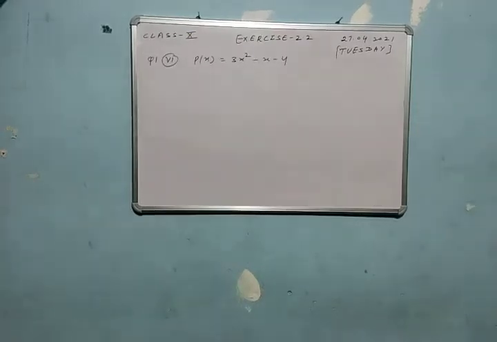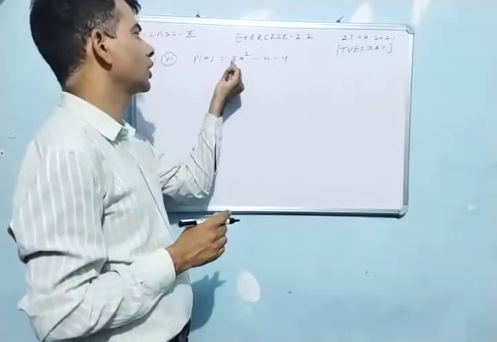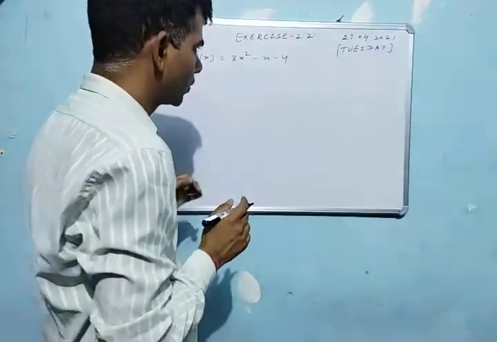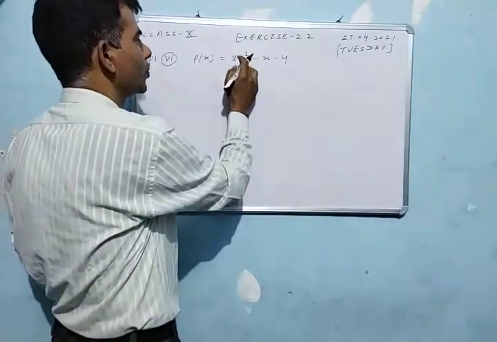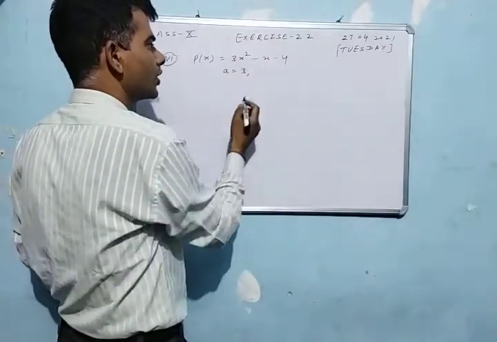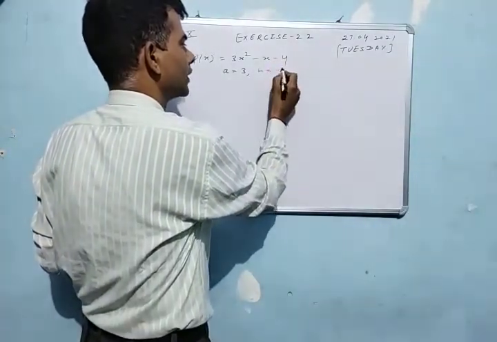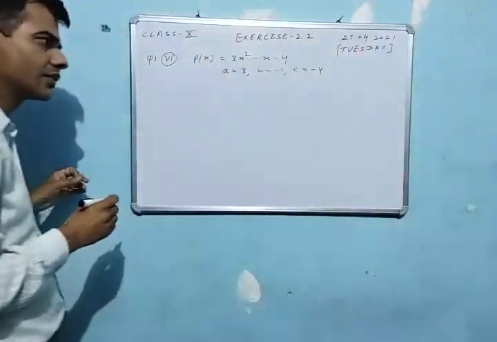Students, now question number 1, sixth part. p of x is equal to 3x square minus x minus 4. First of all, we will find out the value of a. Coefficient of x square is a is equal to 3. Coefficient of x is b is equal to minus 1. And constant term is c, that is minus 4.